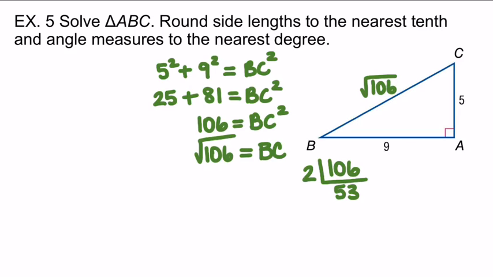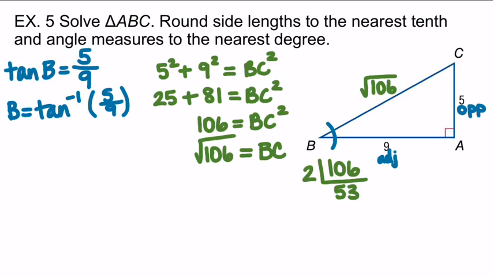Okay, now that I have all the sides, I need to start working on the angles. So I'm going to label from angle B, opposite and adjacent. I'm not going to use the hypotenuse since I solved for that myself. I always want to go back to the original information that they gave me in the problem. Since I have the opposite and the adjacent side, that's the tangent ratio. So I'm going to write tangent of angle B equals 5 over 9. Like previously, when we're solving for an angle, this is where we're going to use the inverse function. So B will equal inverse tangent of 5 over 9. B turns out to be approximately 29 degrees.